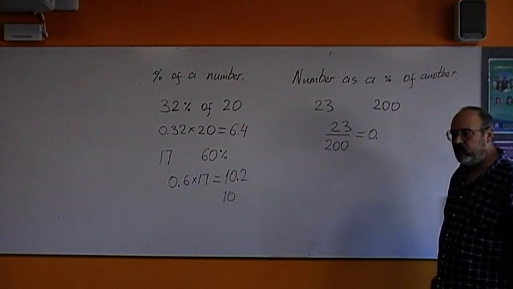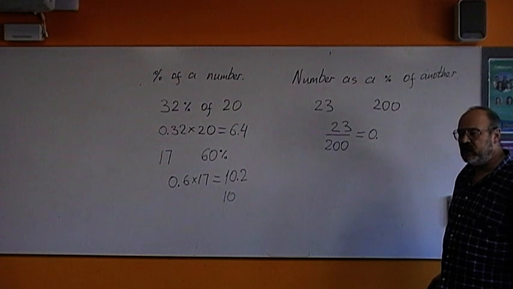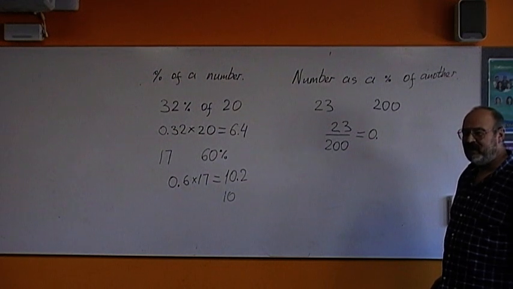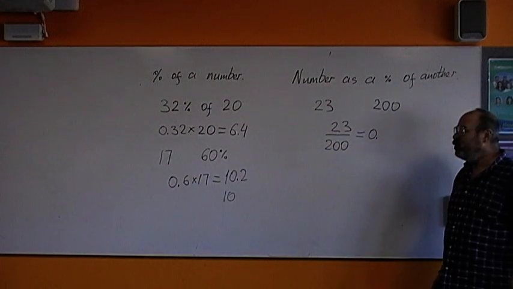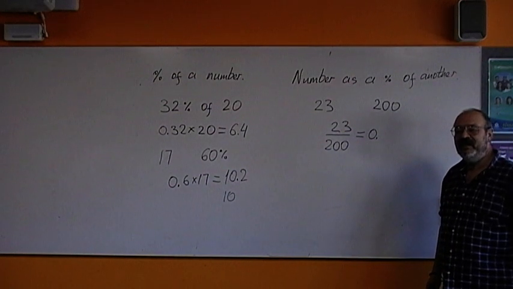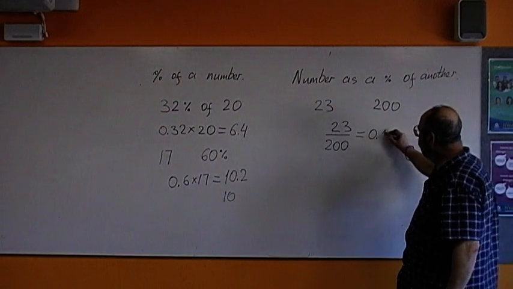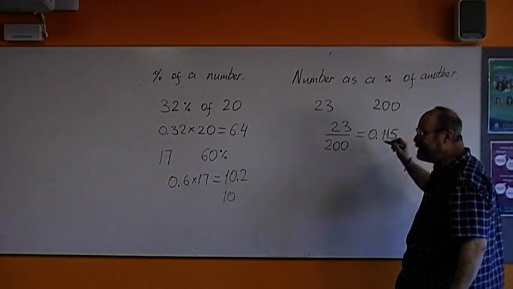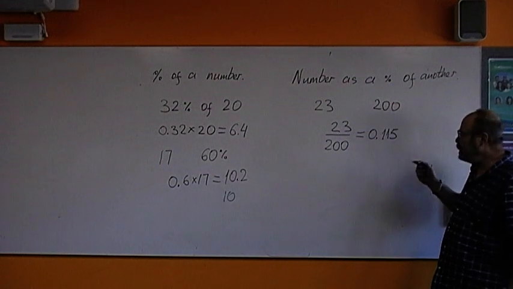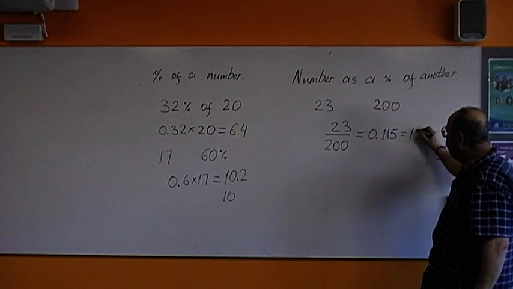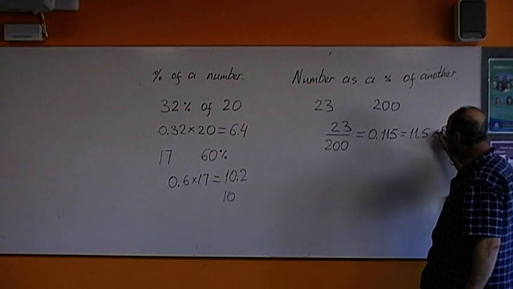Is it the same as if you got 23 out of 200 questions on a test? Yes, you're right. So what is 23 divided by 200? 0.115. We got it as a decimal. Now we turn this decimal into a percentage: 11.5%.